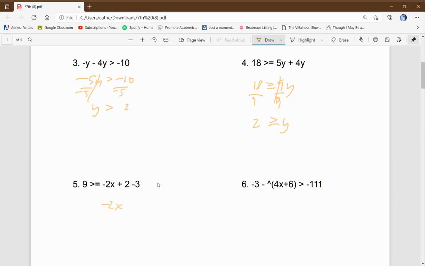Negative 2x minus 1. So 9 is greater than or equal to. Add 1 to both sides. So you get 10. Divide that by 2. So you get negative 5 to x.